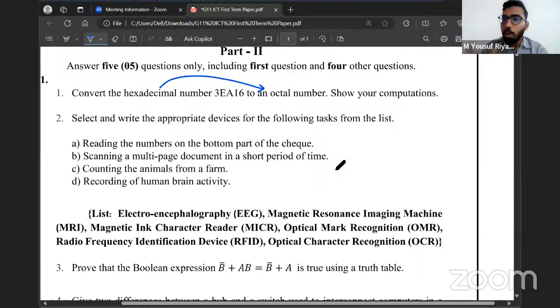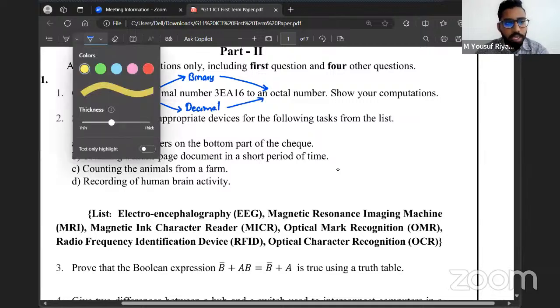Okay. Then what are the options? There are two other alternatives. What are the two alternatives we have? Exactly. One alternative is to convert this hexadecimal number to binary and then convert this binary number into octal. Another method is to convert this hexadecimal number into decimal and then convert this decimal number into octal.